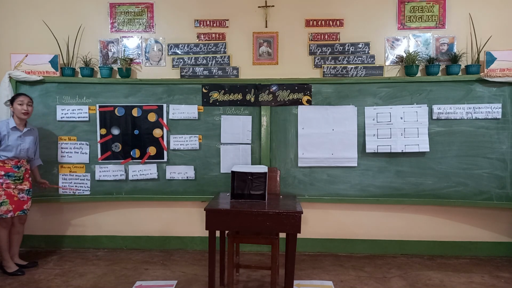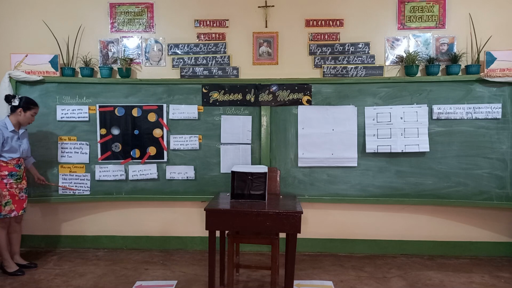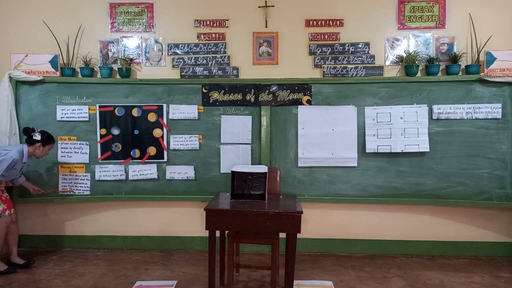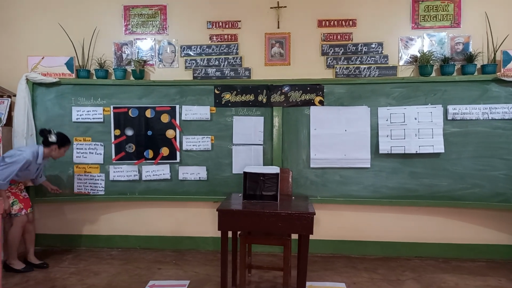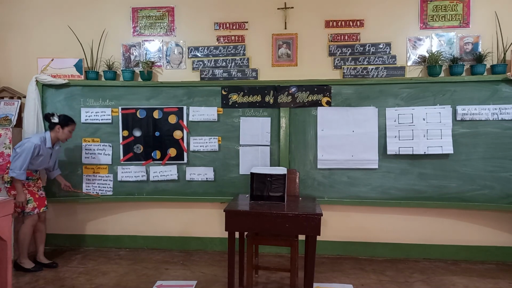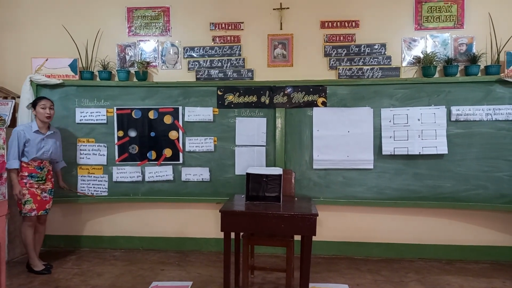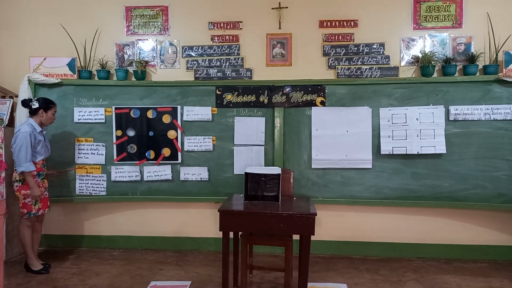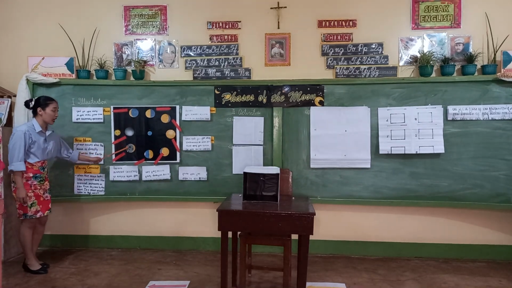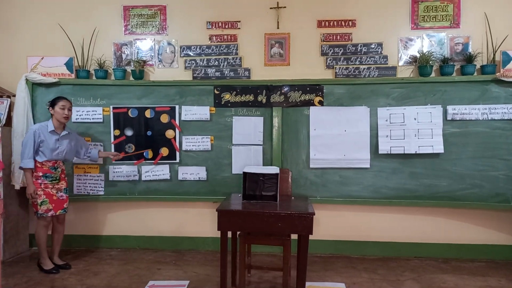The second phase of the moon is the waxing crescent moon. The waxing crescent moon occurs when the moon looks like a crescent and the crescent increases in size from day one to the next. This phase of the moon occurs in the west. So waxing means the moon is getting bigger from day one up to the next.